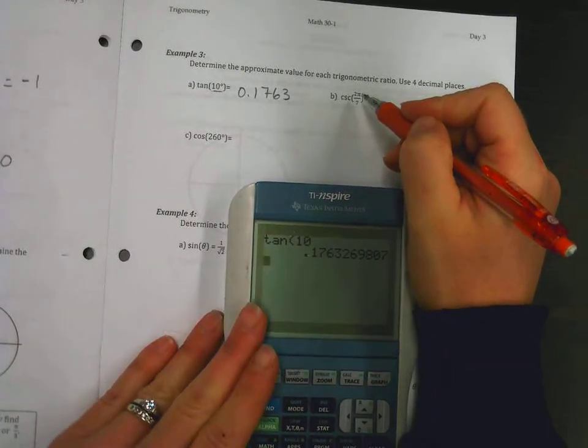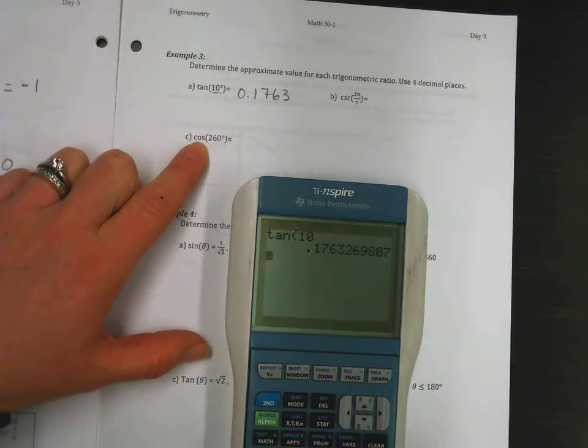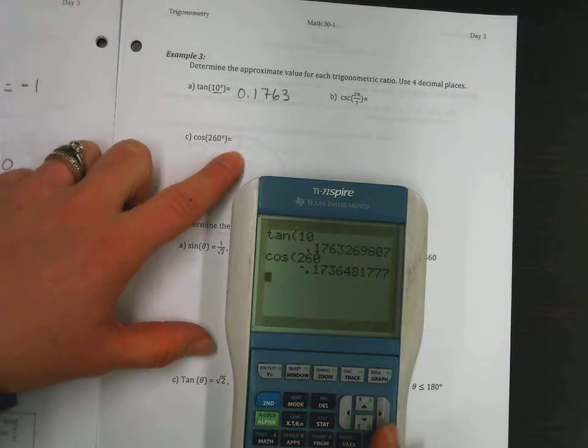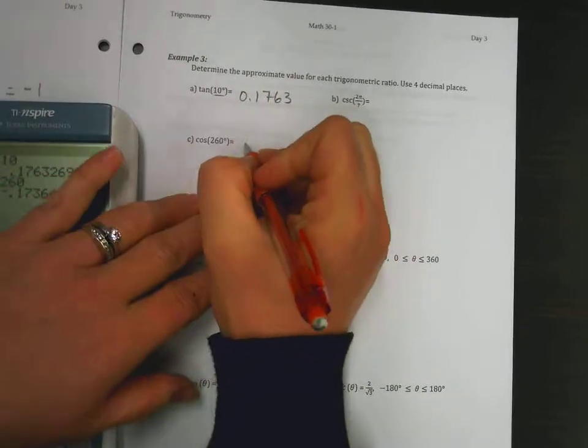Okay, let's go to cos of 260. That's fairly easy as well. I would type in cos of 260, and that ratio is -0.1736.